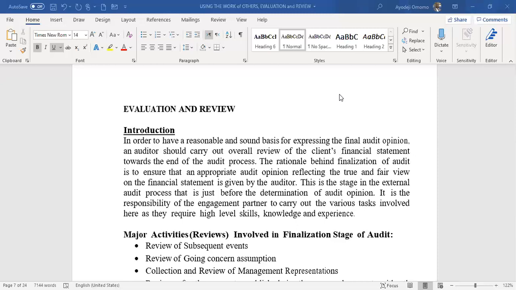What were the audit evidences gathered in those areas? What conclusions were reached? What were the opinions? Putting them together, you are coming up with an overall opinion. So this can only be done by the engagement partner. Why? Because he's highly skilled, he has knowledge, and is highly experienced. He has knowledge of the entity, much more skilled than maybe the junior workers.